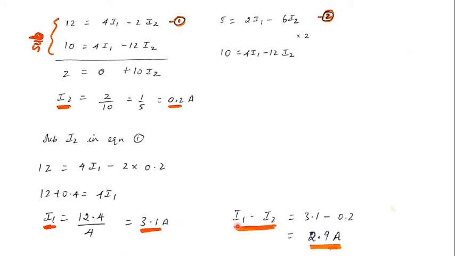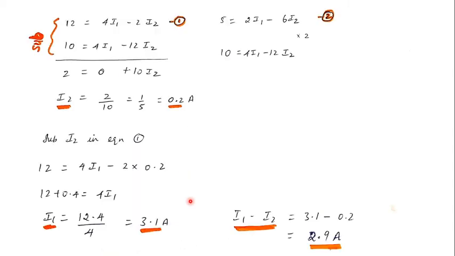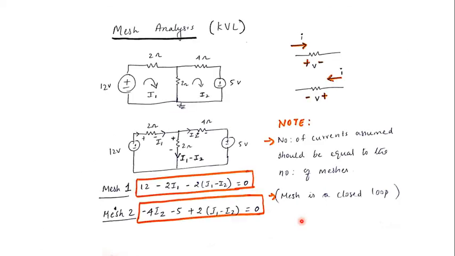Okay, good. Let me say what I1 and I2 are. I1 is the current traveling through this 2 ohm resistor. And I2 is the current traveling in this branch, flowing through this 4 ohm. And what was I1 minus I2? I1 minus I2 was the current flowing through the middle 2 ohm resistor. This is very important; I need to know the current through that 2 ohm too. So I'm finding I1 minus I2 as well. I1 is 3.1 and I2 is 0.2, so 3.1 minus 0.2 is 2.9 amps. It's the current flowing in the middle one.